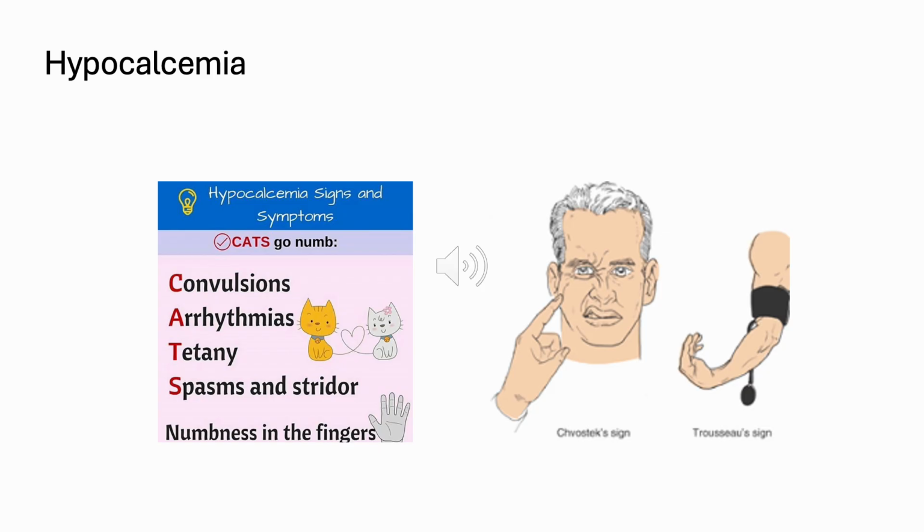So watch out for the signs and symptoms. We talked about them last semester in MedSurg 1, but remember cats go numb, so you're looking for convulsions or seizures, arrhythmias, tetany, spasm, stridor, circumoral numbness and tingling, and also numbness in the fingers. Remember the positive Chvostek sign, that's when you tap the cheek, and Trousseau sign. So those are some assessment findings you're looking for.